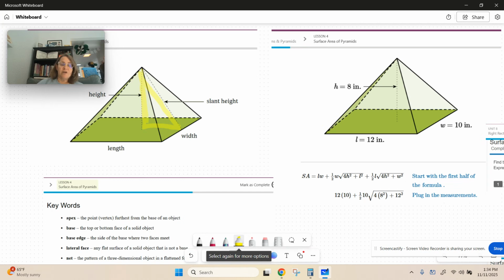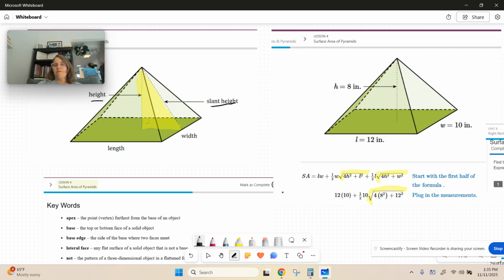Because if you look at this awful formula they've given us for the surface area, it's got these radicals in it. Why does it have radicals? Because of the Pythagorean theorem, and I'll show you why. In a lot of these problems, they're going to give you the height, but not the slant height.